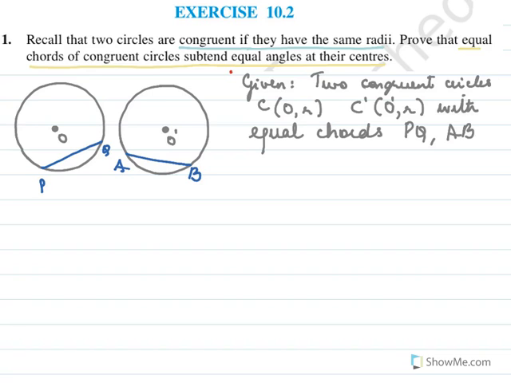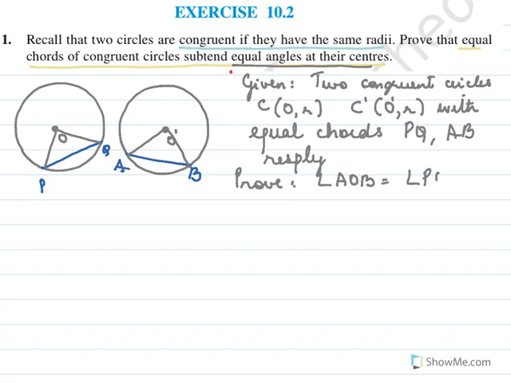PQ and AB respectively. Now we need to prove that the angles are equal. So we need to prove the angle subtended by AB will be this angle. So we need to prove angle AOB equal to angle POQ. So let's get on to the proof.